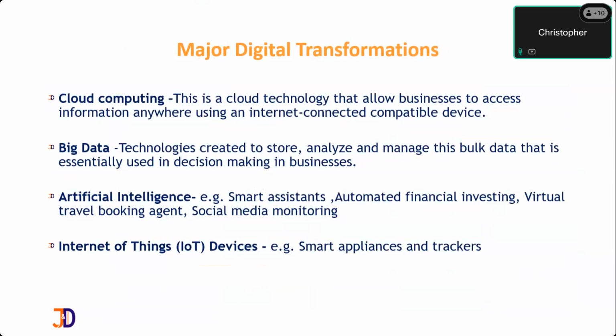We also have big data. These are the technologies that we use to create, store, analyze and manage bulk data to make decisions in your business. We also have AI, which is now really coming up very well, where we have human intelligence, but now in technology. We have smart assistants, automated financial investing modules, social media monitoring. All these things are done through AI.